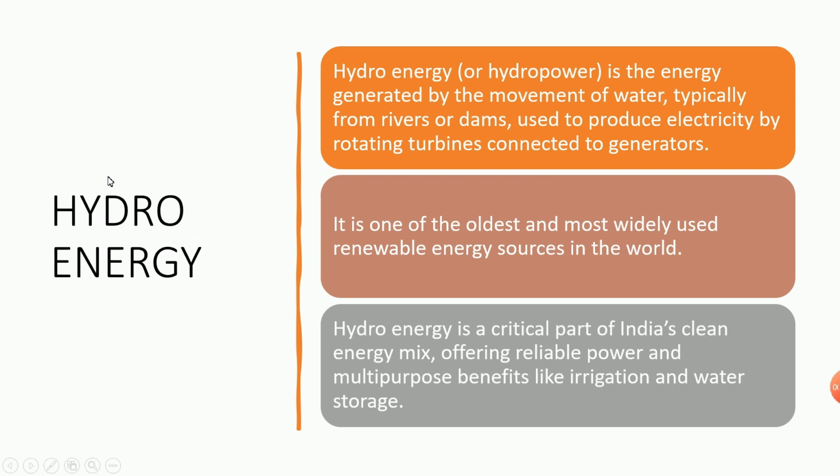Then now we are moving on to hydro energy. Hydro energy என்றது water base பண்ணி நம்ம உருவாக்குறது. Hydro energy or hydro power is the energy generated by the movement of water. Please note this, not static or standing water. It is generated by the movement of water, typically from rivers or dams, used to produce electricity by rotating turbines connected to the generators. நம்ம ஊர்ல வந்து I think it is in Mettur dam. This is a hydro powered electrical dam.